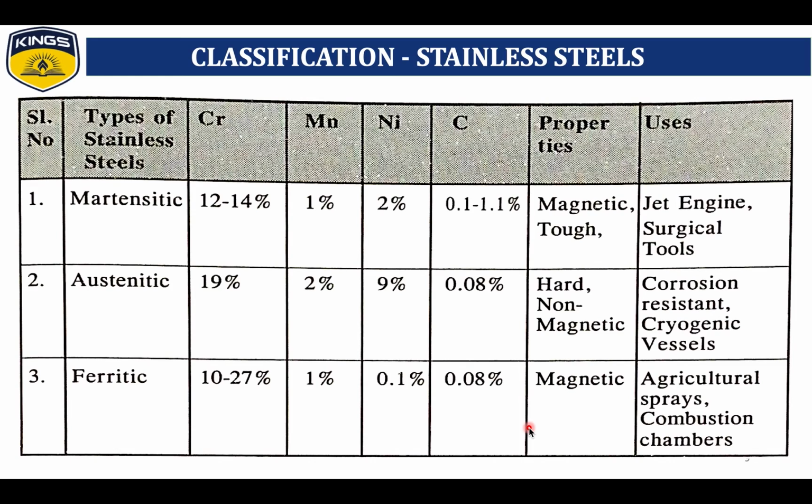So here short notes are given as a tabulation, which is very easy to refer, of the mixture of these three types of stainless steel. There is the percentage of chromium, manganese, nickel, carbon, and some of their important properties and their uses.